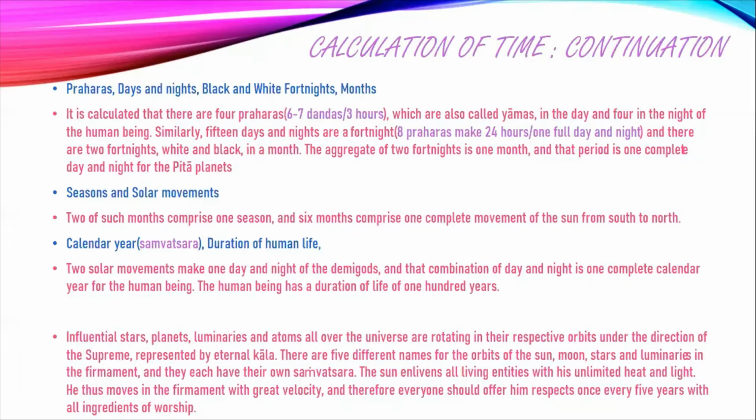Influential stars, planets, luminaries, and atoms all over the universe are rotating in their respective orbits under the direction of the Supreme, represented by eternal Kala. There are 5 different names for the orbits of the sun, moon, stars, and luminaries in the firmament, and they each have their own samvatsara.